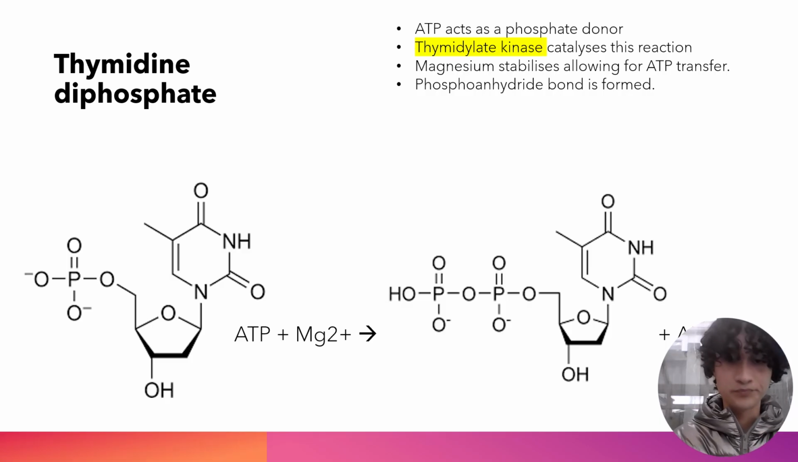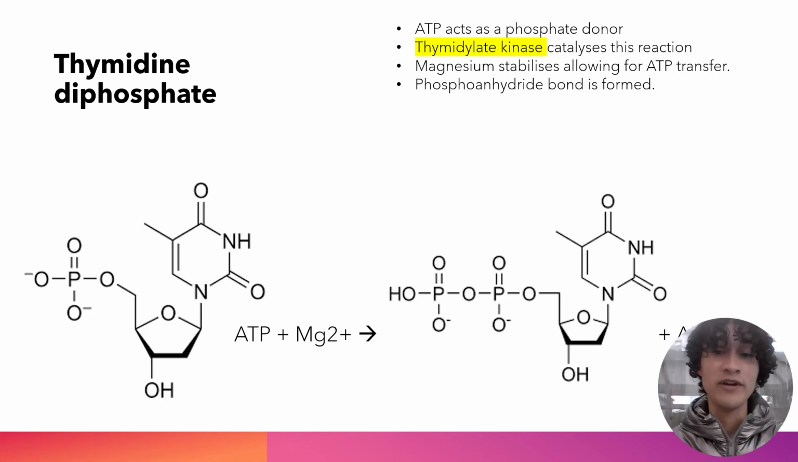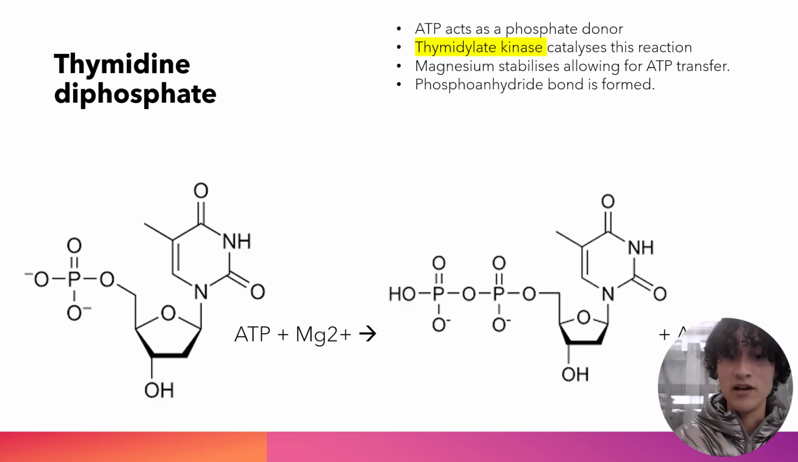Now ATP once again acts as a phosphate donor, and magnesium again stabilizes that repulsion. There isn't a hydroxyl group here, but it doesn't matter because oxygen is still very negatively charged, so naturally there'll be some level of repulsion between the beta and gamma phosphates on the ATP and the phosphate on this thymidine monophosphate. So that magnesium is still acting as some kind of stabilizer, and with the help of thymidylate kinase, which catalyzes this reaction, it essentially transfers the phosphate group. It makes the reaction possible.